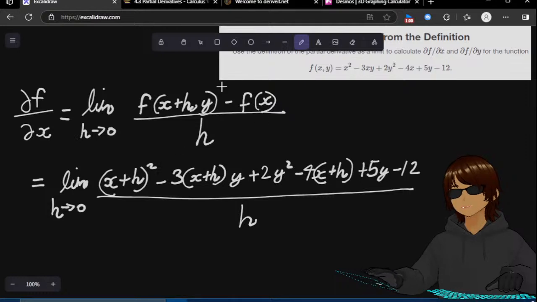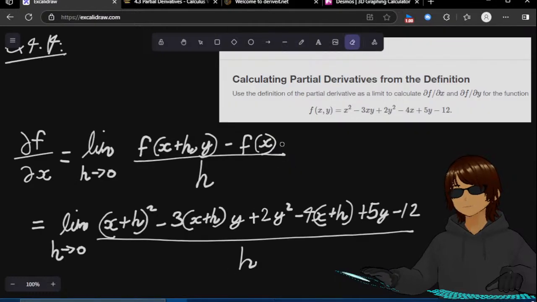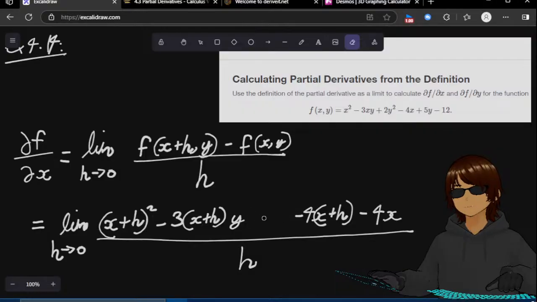If I do minus f of xy, some parts will cancel out, right? So this minus 12 will cancel out, 5y will cancel out. This will remain. For x, 2y will cancel out. And then minus 3, this will come plus 3xy. So when we put this in, we get this.